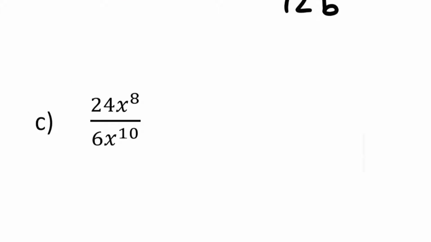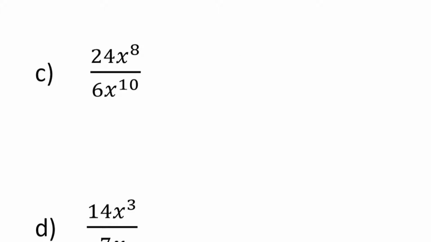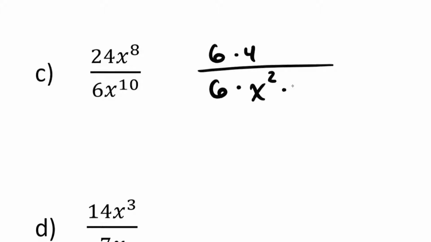Let's go to C. On C, I've got 24 in the numerator and 6 in the denominator. 24 is definitely, let's see, 4 times 6, isn't it? So if I want to, I can break that up as 6 times 4. And then in my denominator, I have a factor of 6. Then I'm going to take this x to the 10th and rewrite it as x squared times x to the 8th. And on my numerator, I'm going to place an x to the 8th.